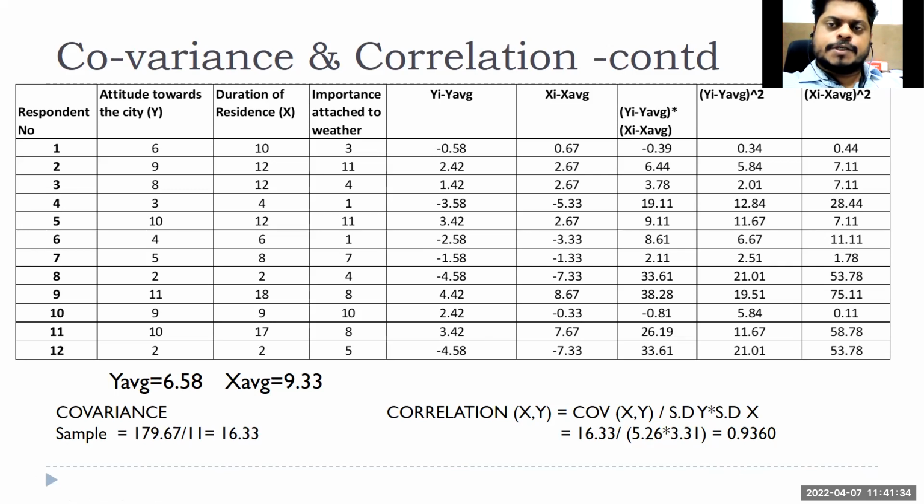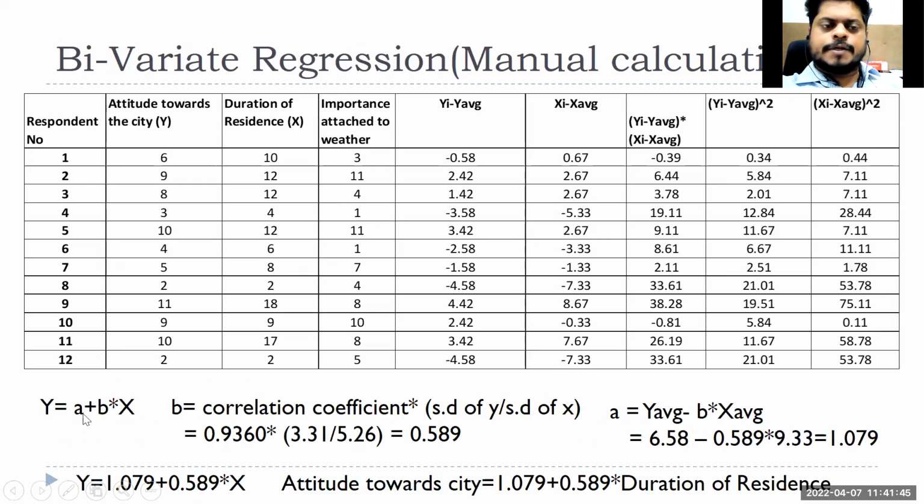Y, my attitude towards city, is equal to some constant a plus some coefficient b multiplied by duration of residence. So my idea is to find out this b, right? Because x is given, y is given. I have to find out a and b, right? The formula of b for a simple linear regression is: b, the regression coefficient, is equal to the correlation coefficient between those two variables multiplied by standard deviation of y divided by standard deviation of x, standard deviation of dependent variable over standard deviation of independent variable, right? So this is the formula of your regression coefficient which you use in your regression equation, right?